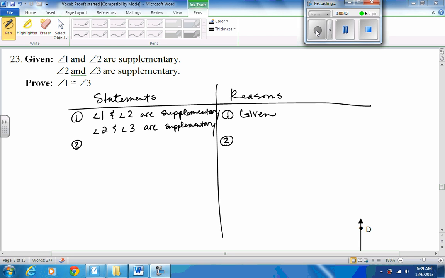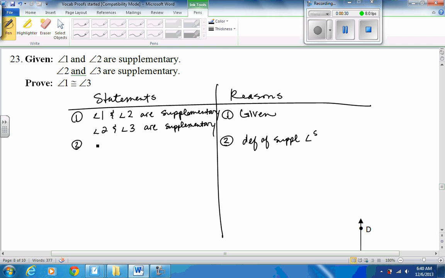Our vocabulary word here is supplementary. We have a supplement theorem, but that's when we know angle 1 and angle 2, or a couple angles, are a linear pair. For when we know they're supplementary, all we do is just use the definition of supplementary angles. And if you need to go to your sheet to see what your conclusion is, you can do that.